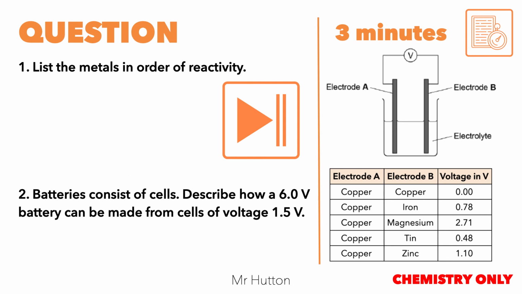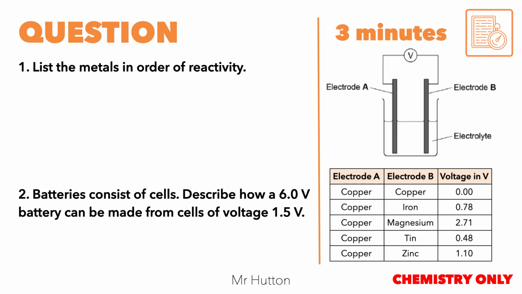Right, let's apply that now to this question. We've got an example of an exam question here. There's a cell on the right hand side and then a table with some values. You can notice that electrode A is always copper, and then they change electrode B and they see what the voltage produced is. So give yourself 3 minutes now to have a go at that question. Excellent. Hopefully you've whizzed through that in 3 minutes or less.